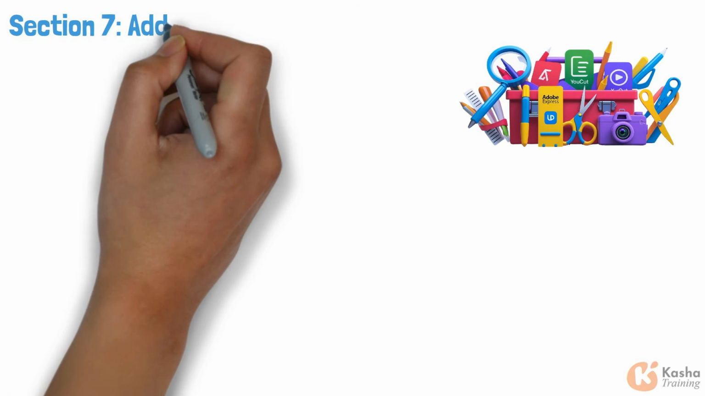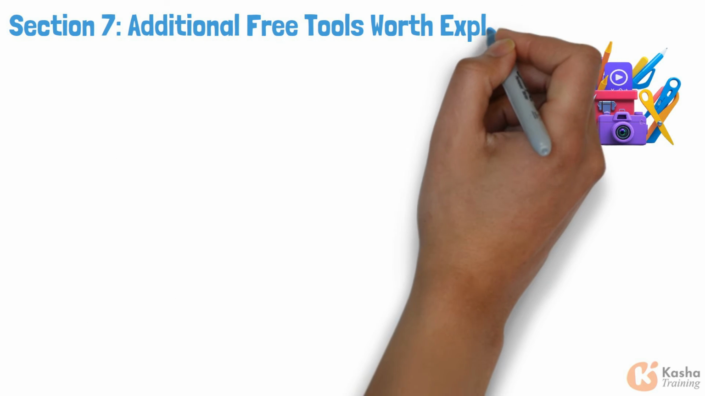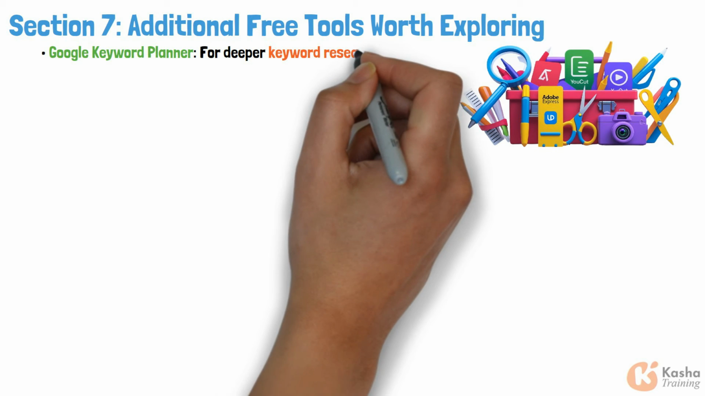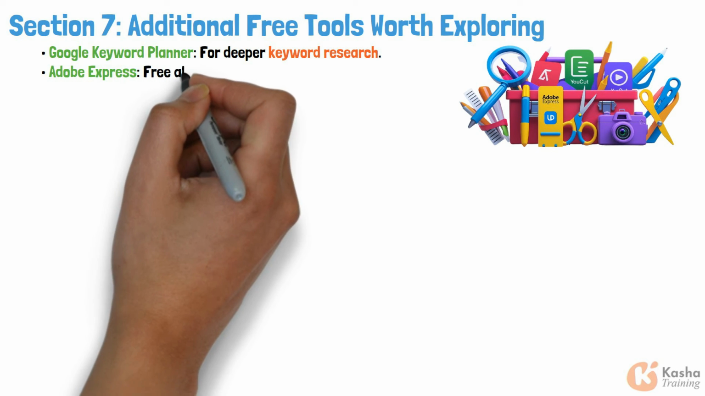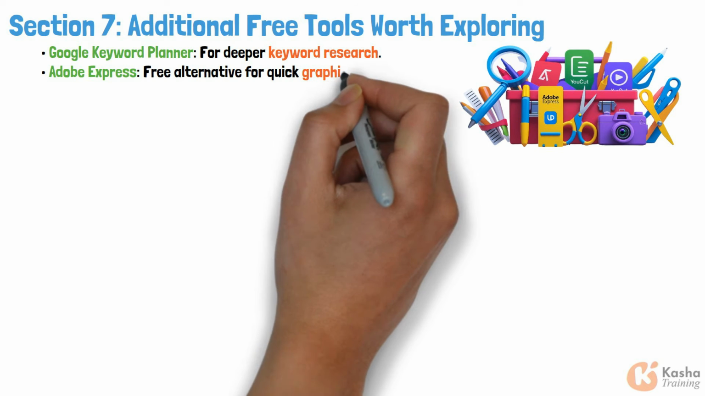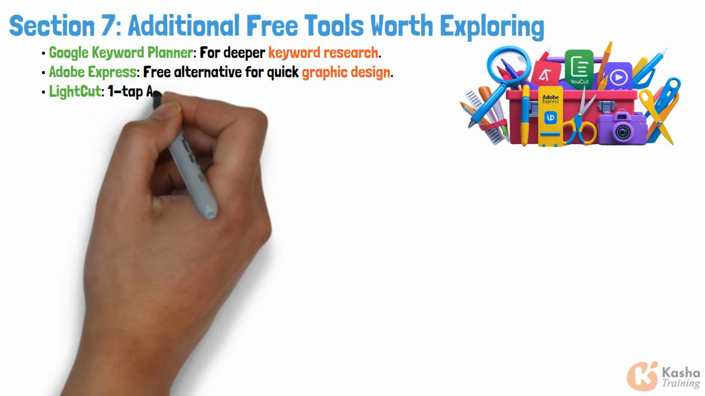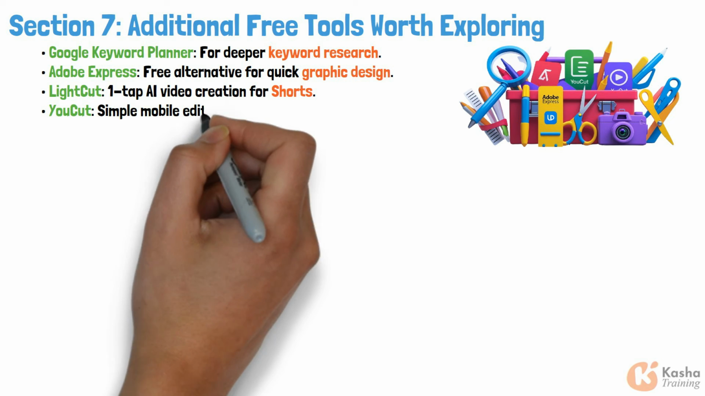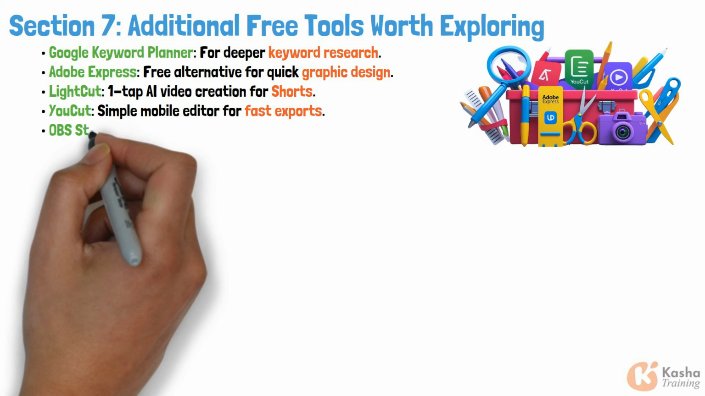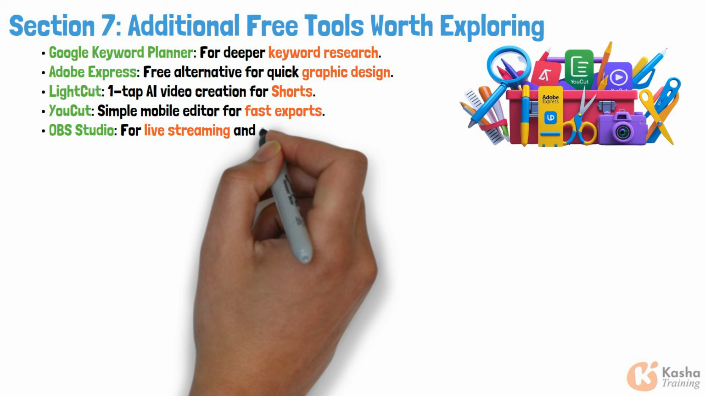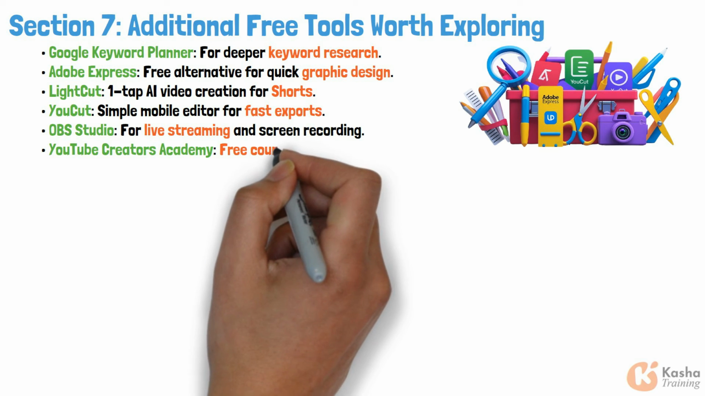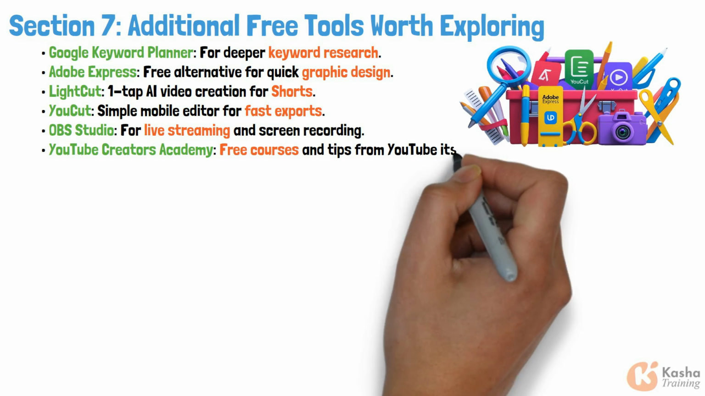Section 7. Additional free tools worth exploring. Google Keyword Planner, for deeper keyword research. Adobe Express, a free alternative for quick graphic design. Lightcut, one-tap AI video creation for shorts. UCut, a simple mobile editor for fast exports. OBS Studio, for live streaming and screen recording. YouTube Creators Academy, free courses and tips from YouTube itself.